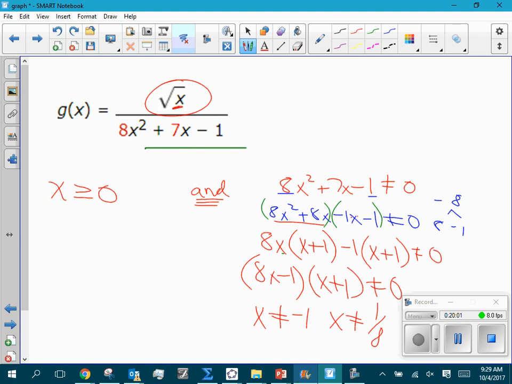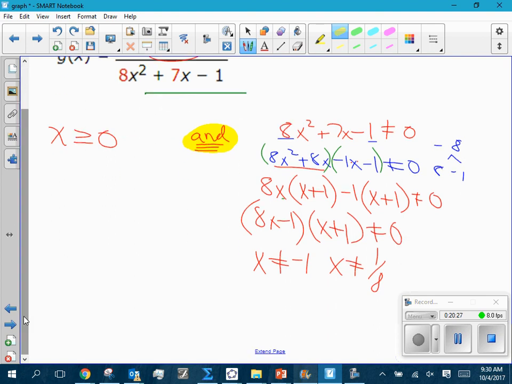Now, when we look at this, this is where we've got to be thoughtful, and we have to understand what that word "and" meant. Because I can only plug numbers in to the original function if those x values are greater than 0 and they are not -1 or 1/8. So, what I like to do, especially with these types of questions, is quickly sketch a number line. And I'm going to identify all the values that we just determined through our algebra.